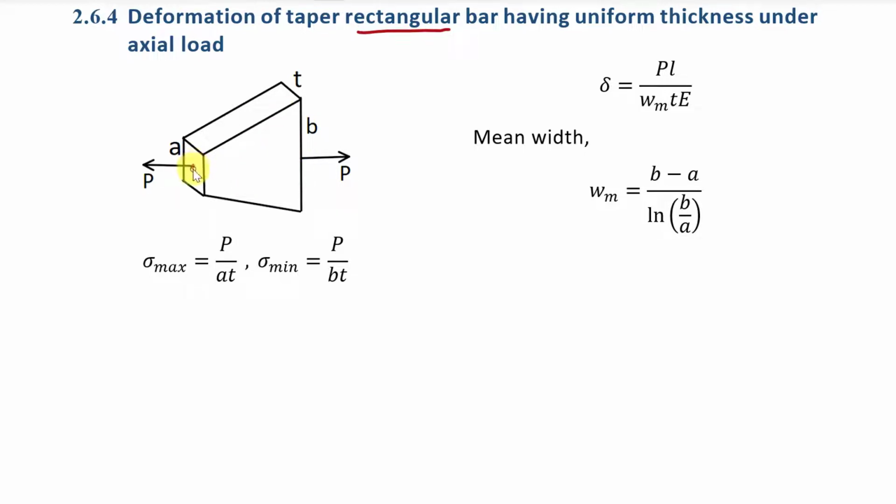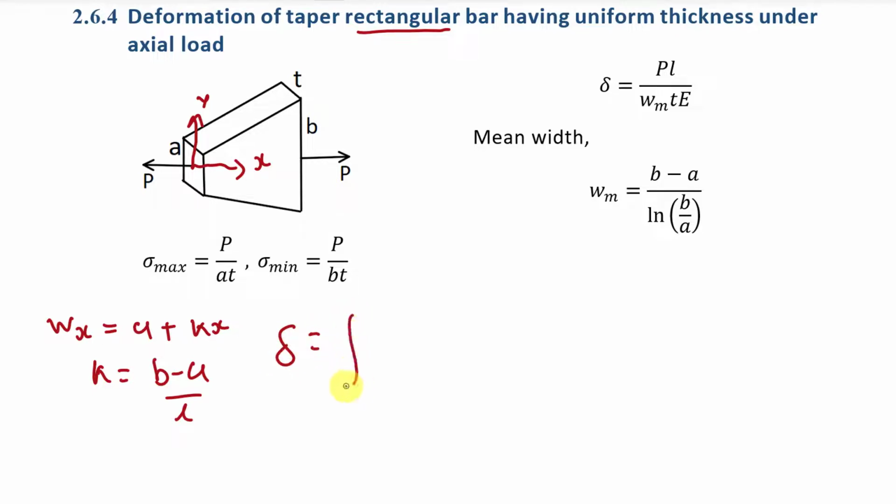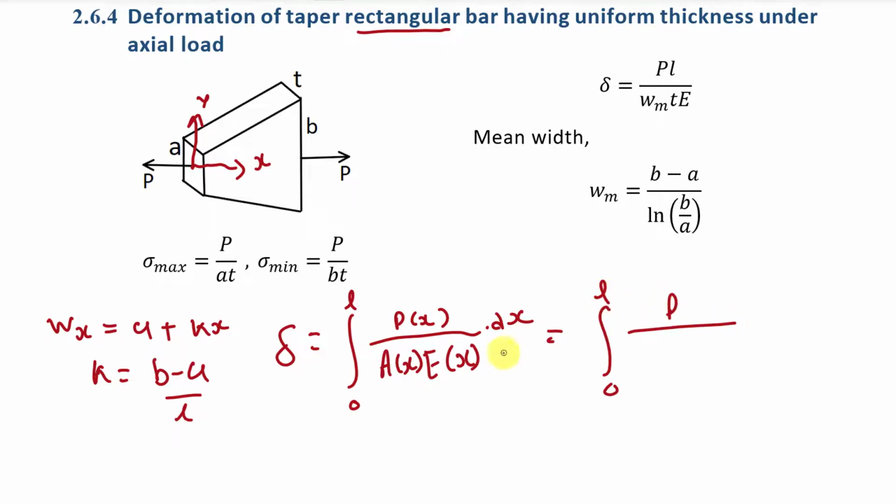First of all, we will take this point as origin, this direction as y direction, and this direction as x direction. Then we are going to find the width, that is Wx, as a function of x. So it will be A plus kx, and in this case the value of k will be (b minus a) divided by L. And now you have to use the same equation, that is delta is equal to integration from 0 to L of Px divided by Ax into Ex into dx. Here this load and the value of Young modulus are the same.